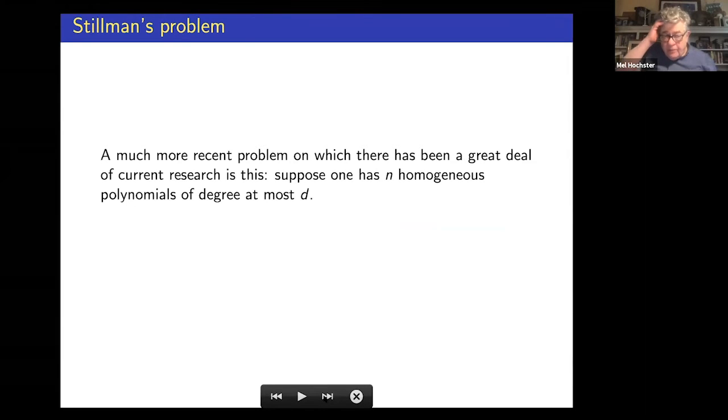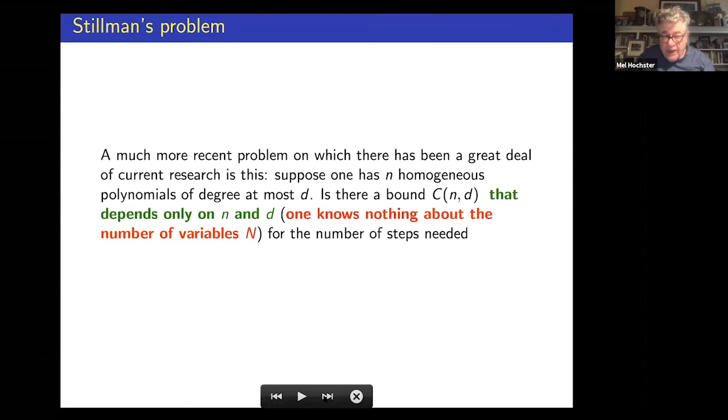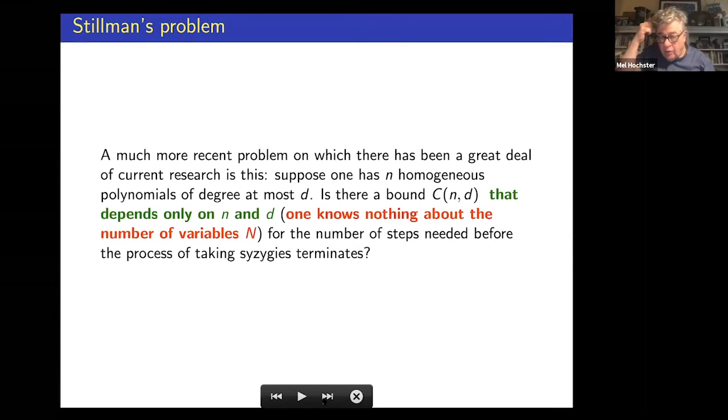Suppose you have n homogeneous polynomials of degree at most d, like 4 quadratic polynomials or 3 cubic polynomials, something very specific. So is there a bound that depends only on n and d? So you don't know anything about the number of variables for the number of steps needed before the process of taking syzygies terminates. So this is quite different from what Hilbert did.